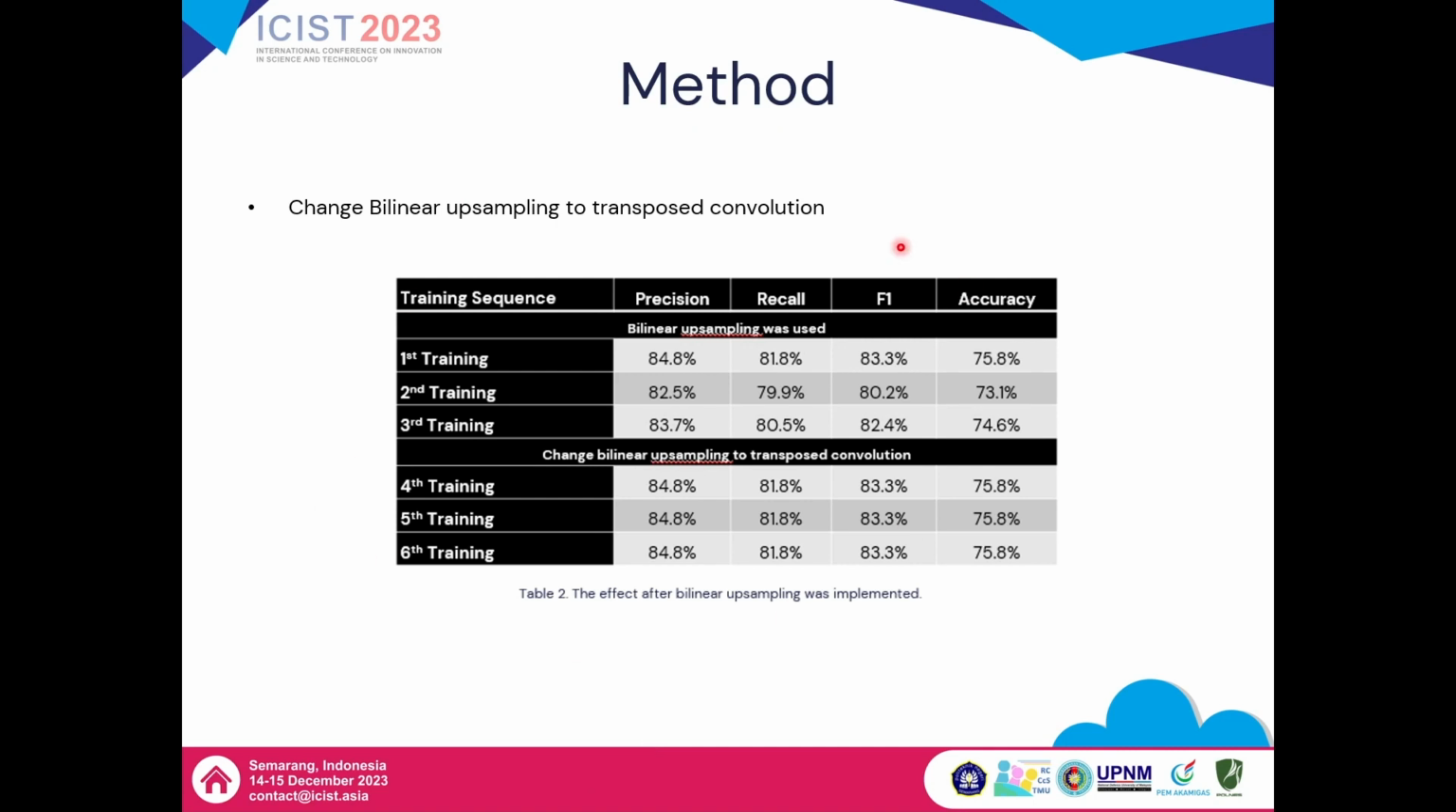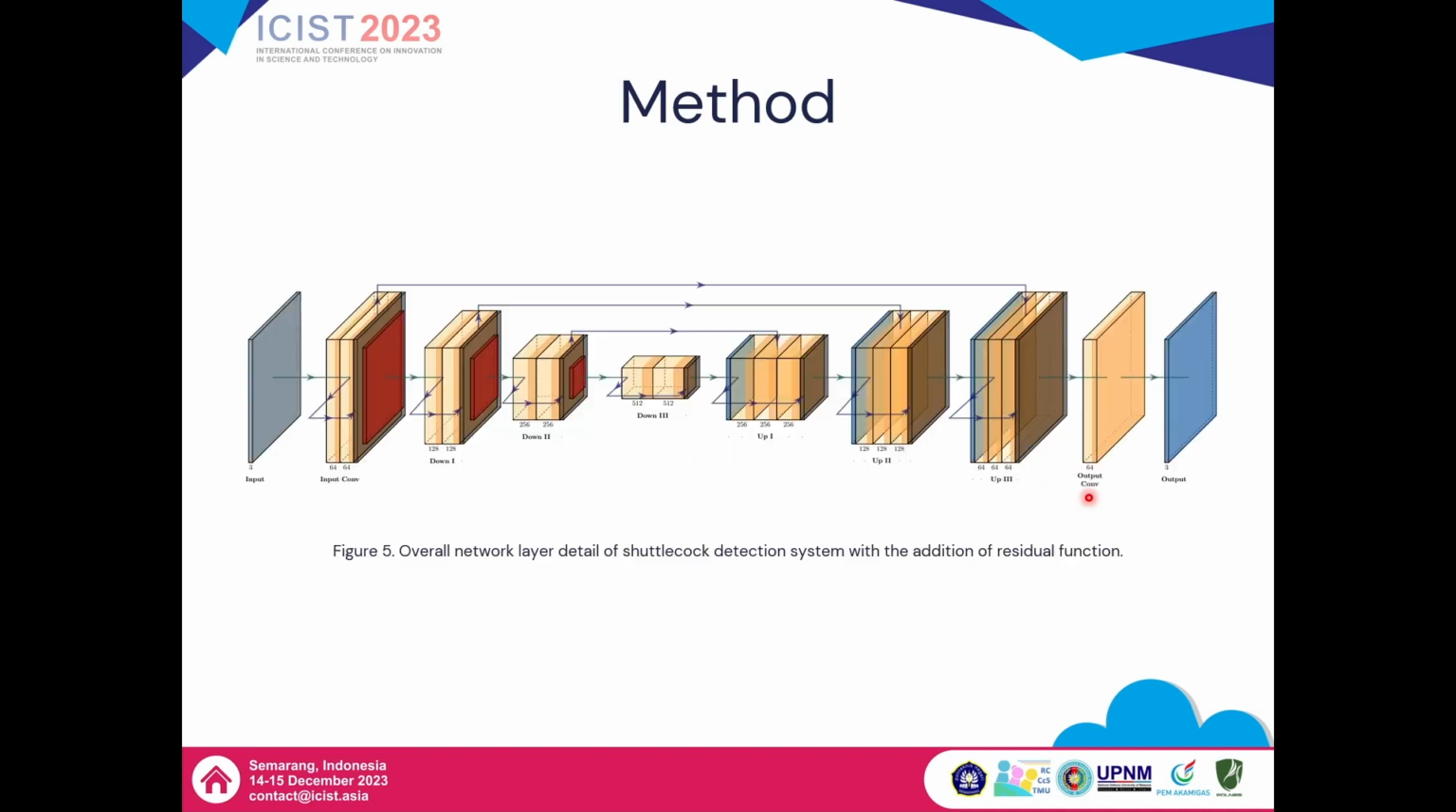The other change in the method is that we change bilinear upsampling to transpose convolution. Why do we change the bilinear upsampling? Because when we use bilinear upsampling, when we move to the second training and the third training, the result is different between the first, second, and third. But if we change the bilinear upsampling to the transpose convolution, the result will be the same. So we can continue the research.